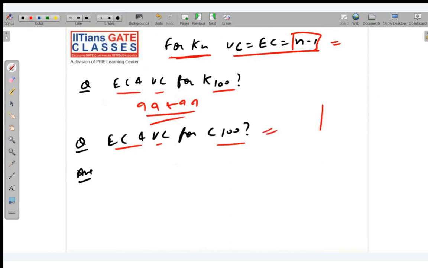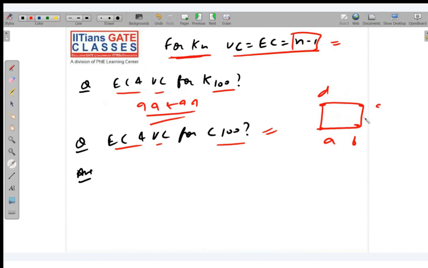So for a cycle graph, see, this is a cycle graph of 4 vertices. So how many edges removed will disconnect the graph? A, B, C, D, like this. So you will say you just remove these 2 edges, game over. Or you can remove A and C vertices, game is over.